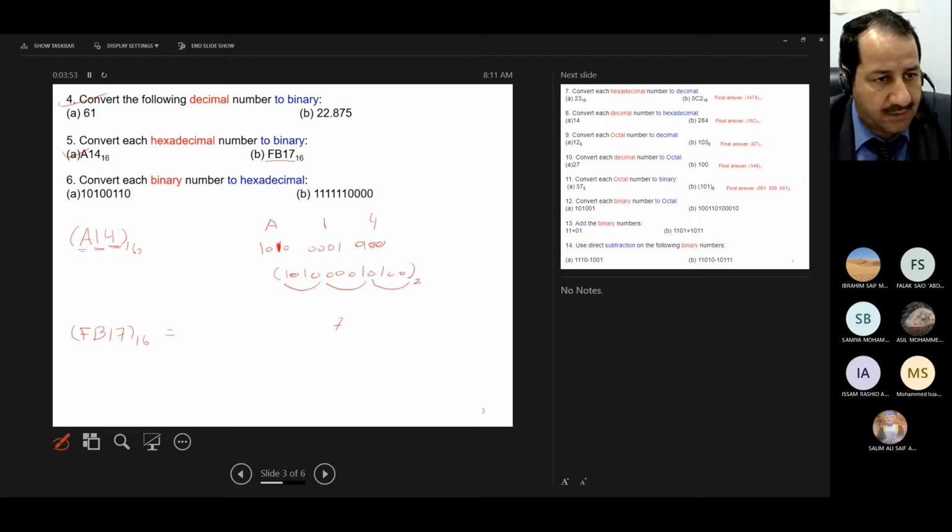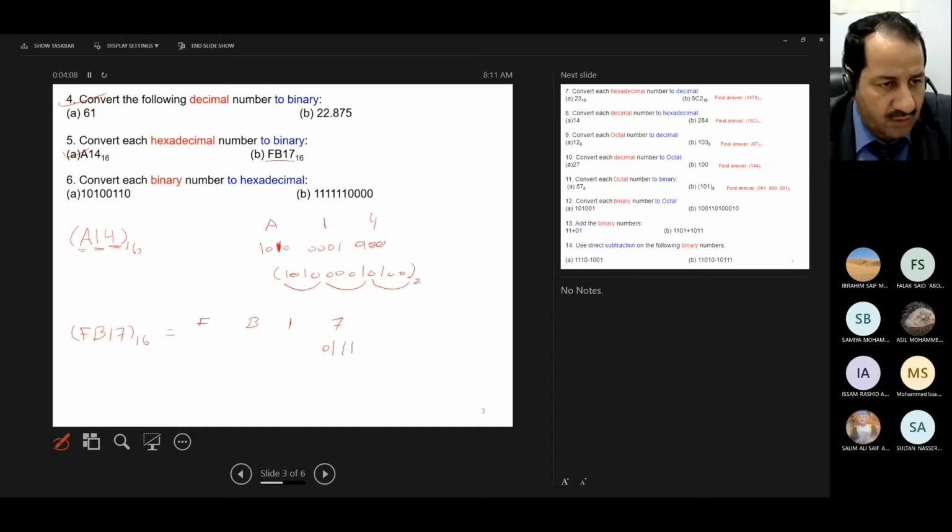Okay. 7 will be represented here, 1 will be represented here, B here, F here. For 7, it will be 1 plus 2 plus 4, so 7. And for 1, it will be 0 0 0 1. B is 11, right? So it will be 1 0 1 1, which is 1, 2, 8, so 11. And F, which is 15, is all ones. So this is represented in binary.